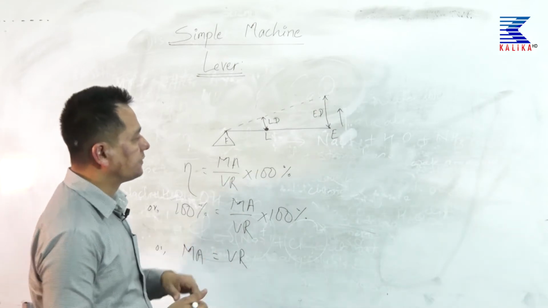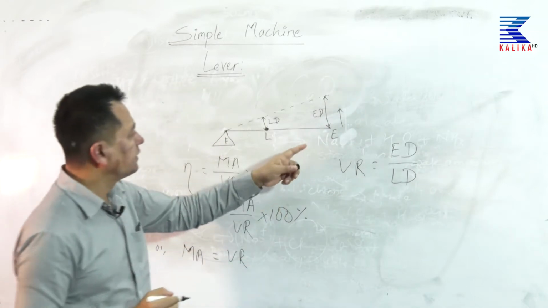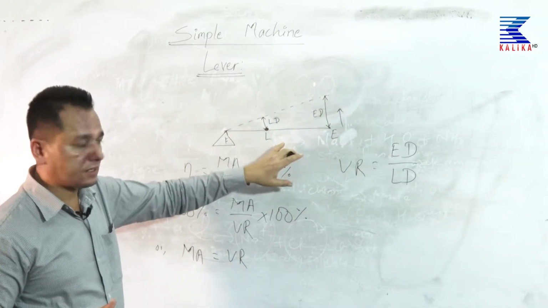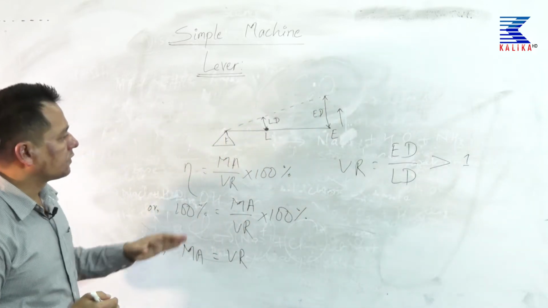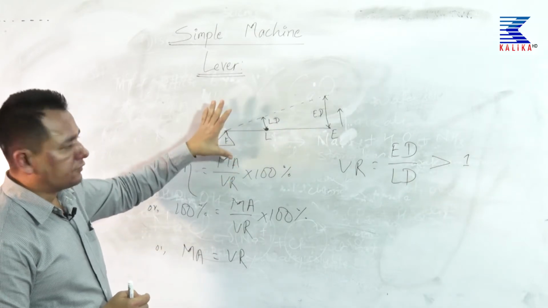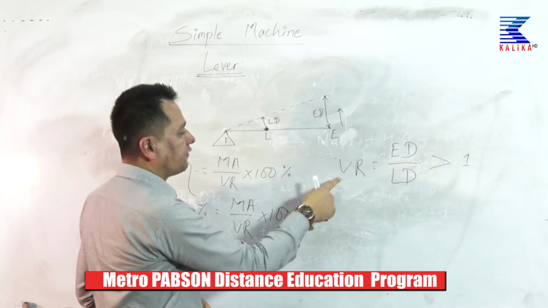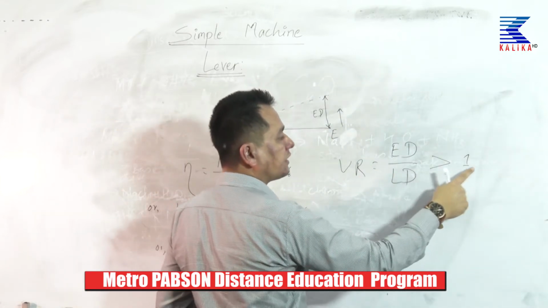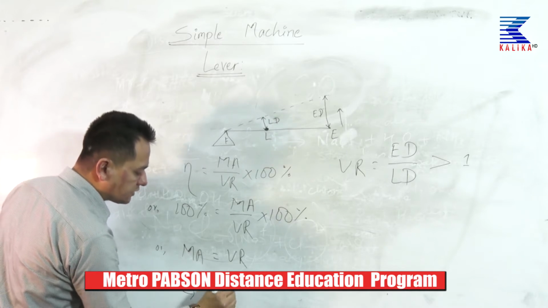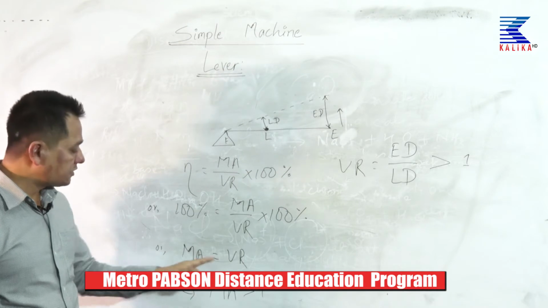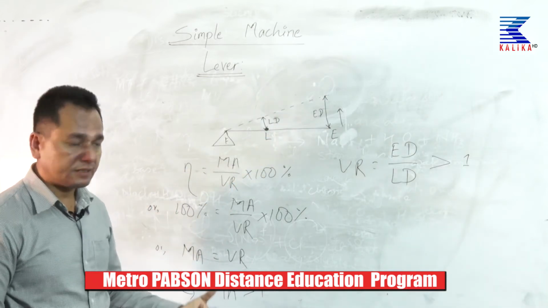Now, what is VR in this lever? VR is effort distance to load distance. And here, effort distance is greater than the load distance in the second class lever. So this becomes greater than 1. I'll repeat it: in second class lever, effort distance is greater than load distance, so the velocity ratio is greater than 1. This implies mechanical advantage is greater than 1. When VR is greater than 1, MA is also greater than 1. This is how in second class lever we get MA greater than 1.